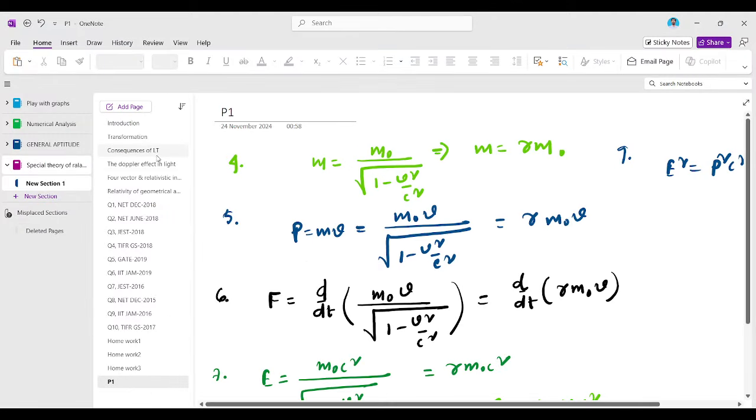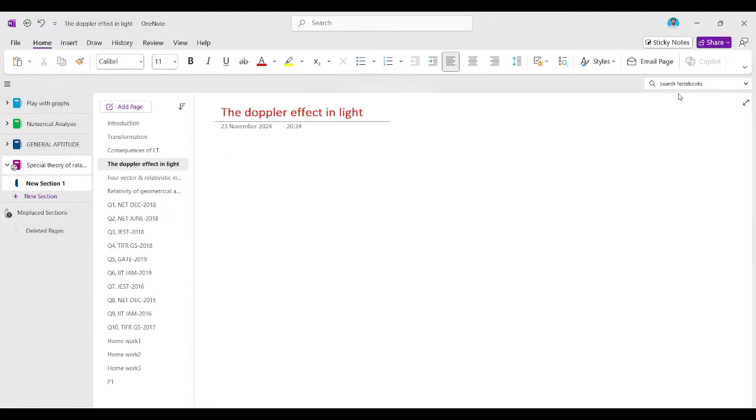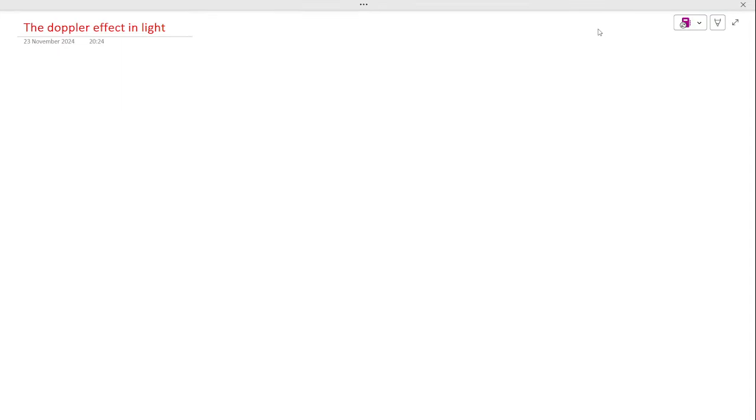The another topic, the Doppler effect in light. So basically, the Doppler effect here is a source and this is the observer, in perpendicular direction.